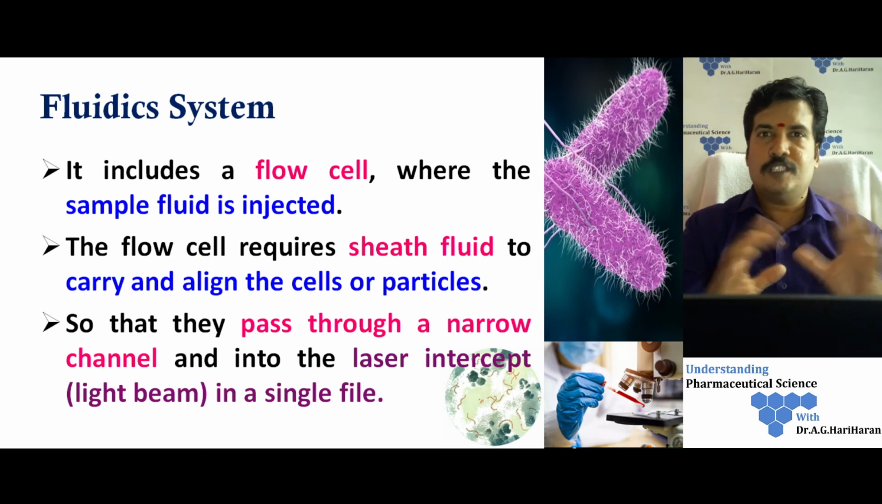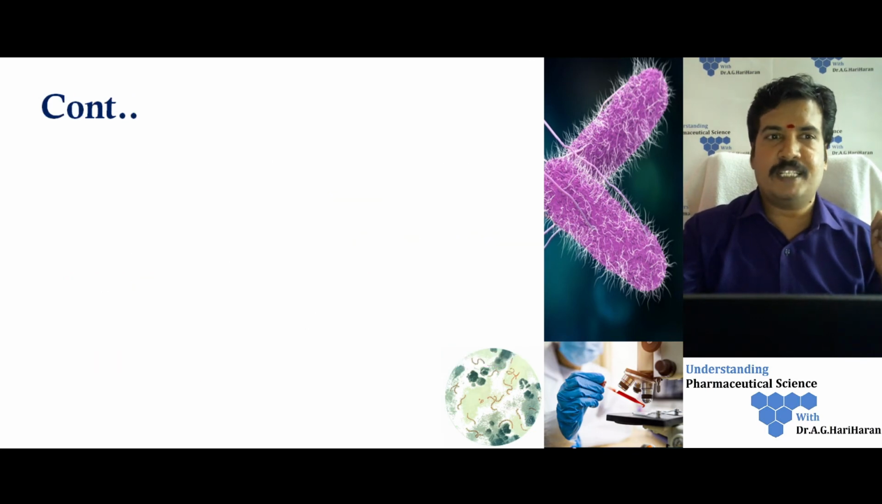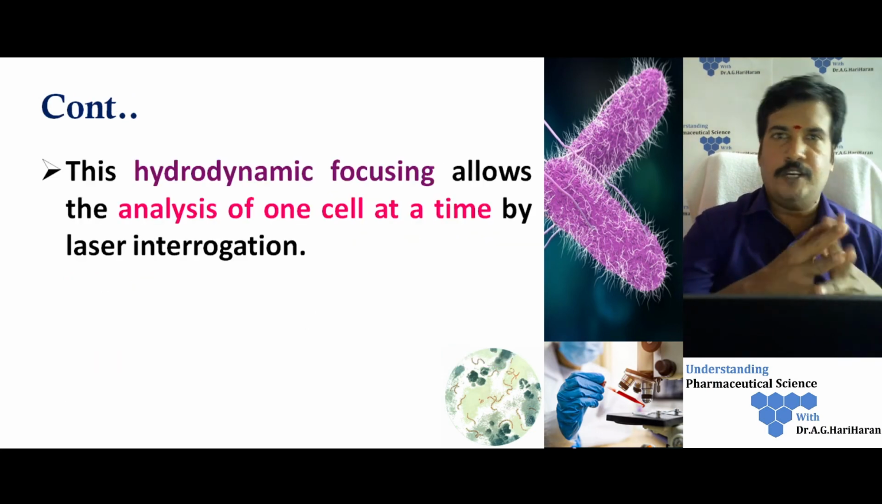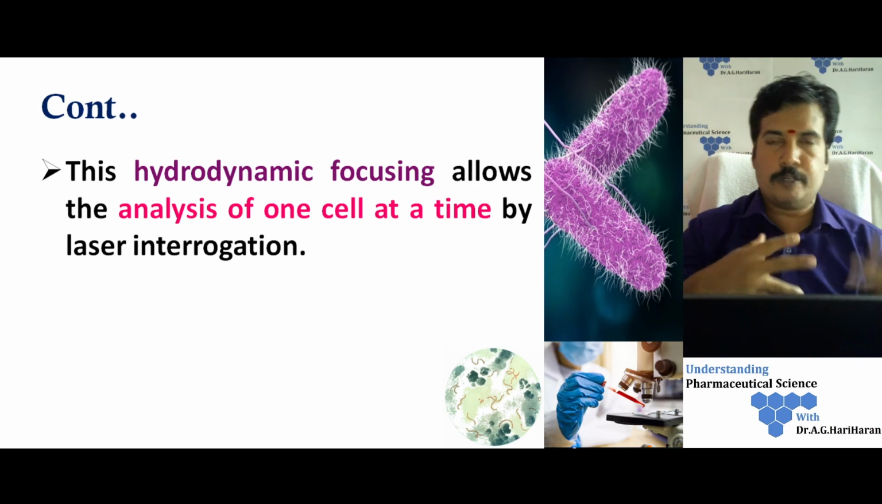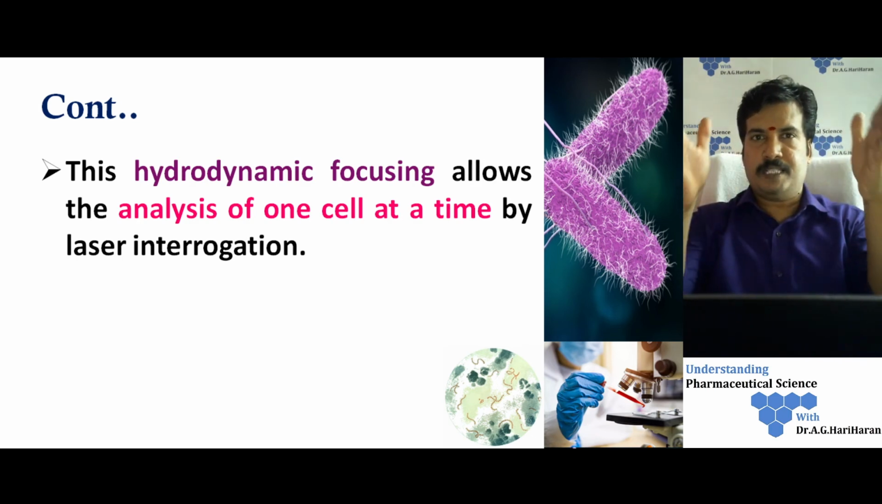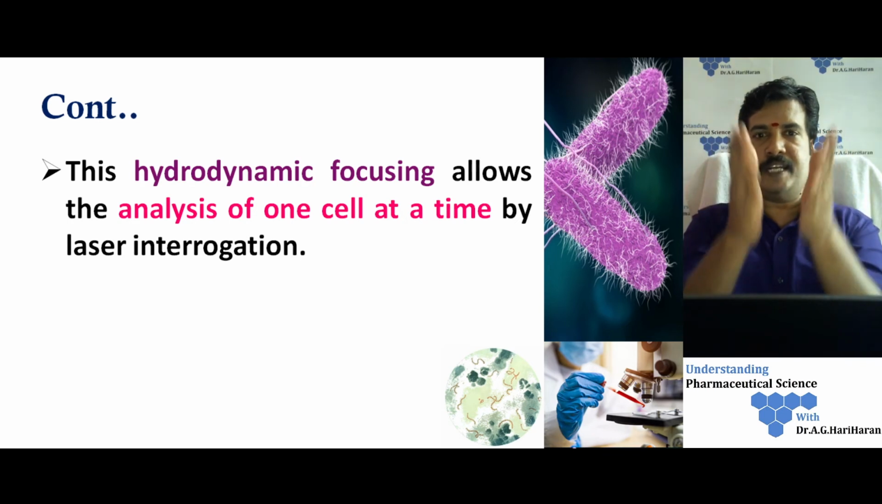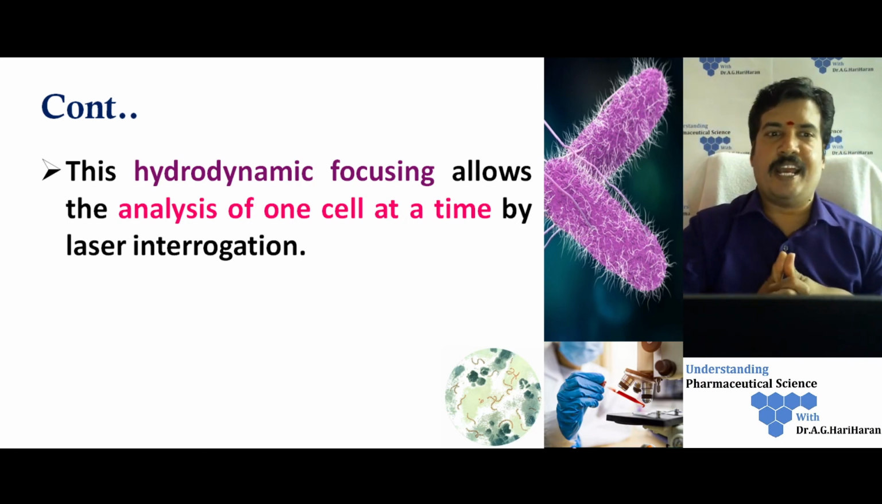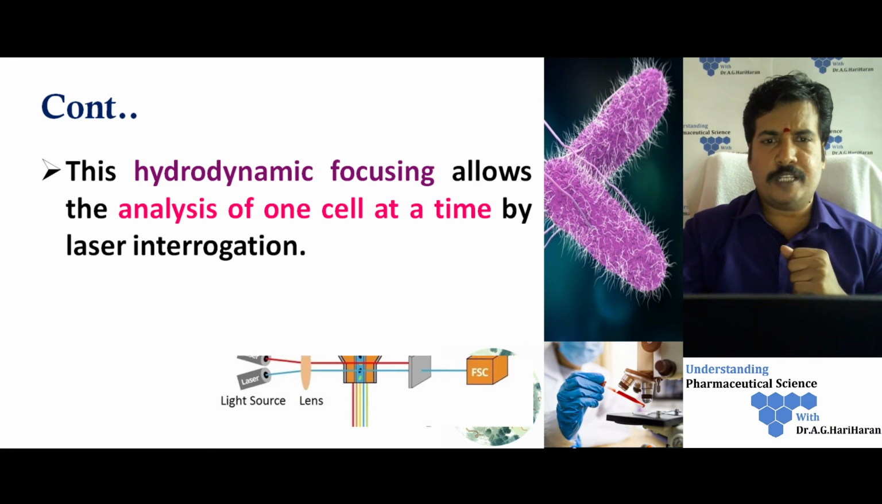So the flow cell is a fluid dynamic system. This fluid dynamic system, otherwise I can also call it a hydrodynamic system, because it makes cells pass one cell at a time through this narrow channel for analysis purposes. You can see this from this picture.